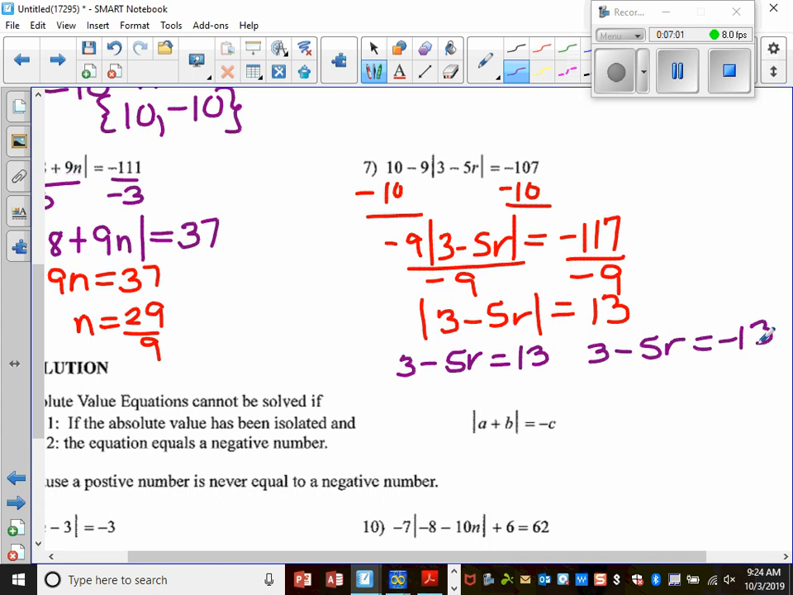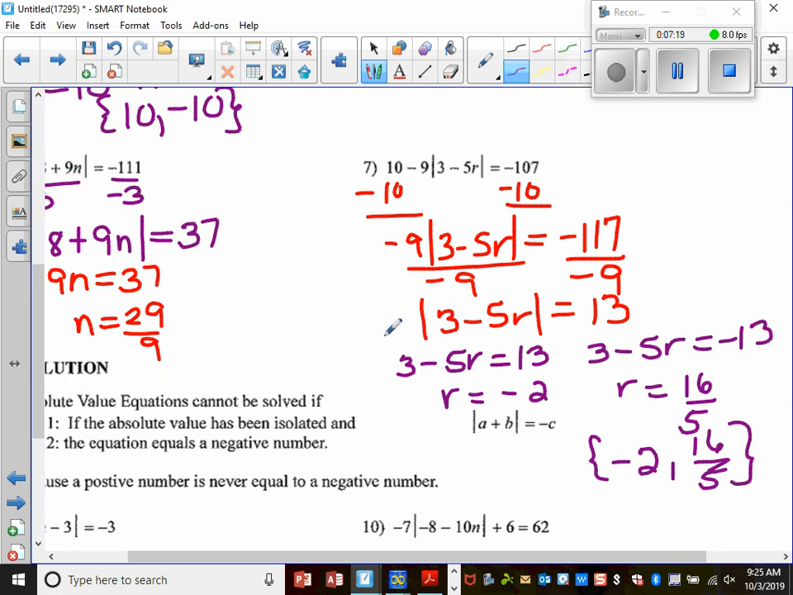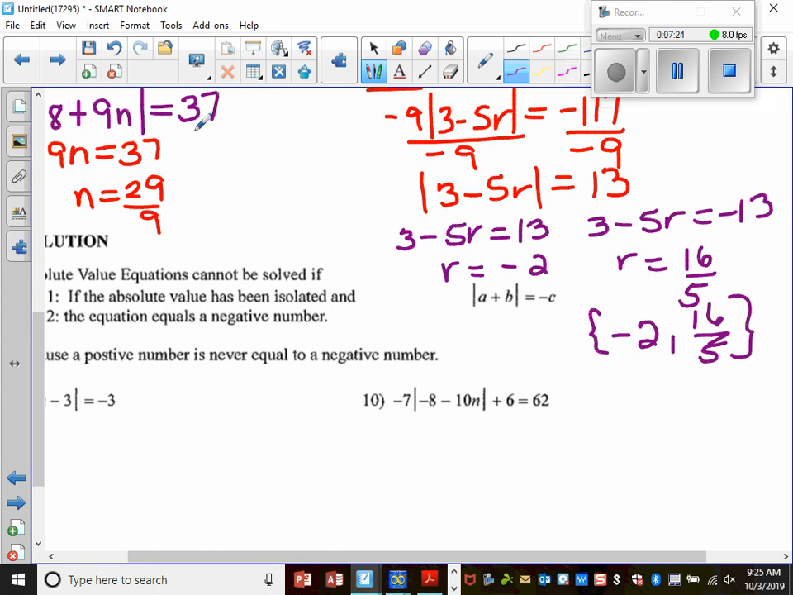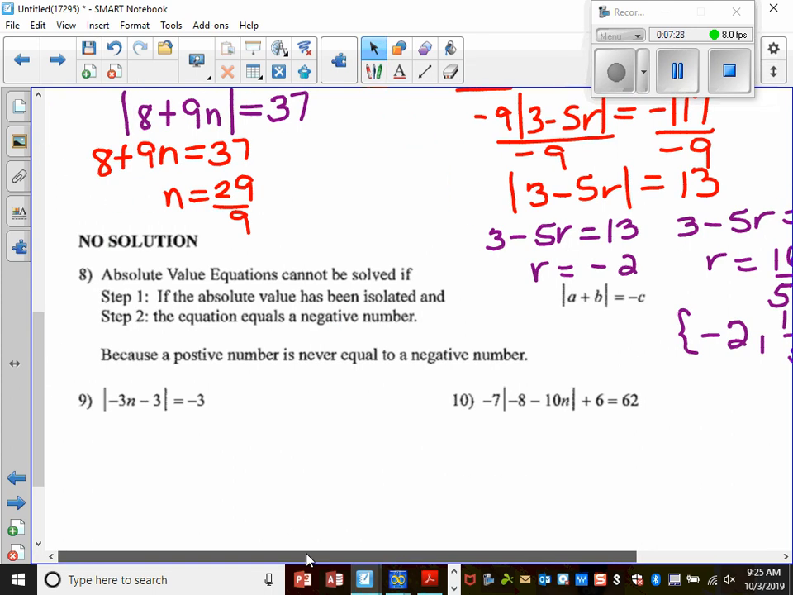All right, so for this, you should have r equals -2 and r equals 16/5. And then we'll just put those in our set notation. Again, it doesn't matter which one you write first because these are not coordinates. And that's another reason that we use the set brackets and not parentheses. They're not coordinates.